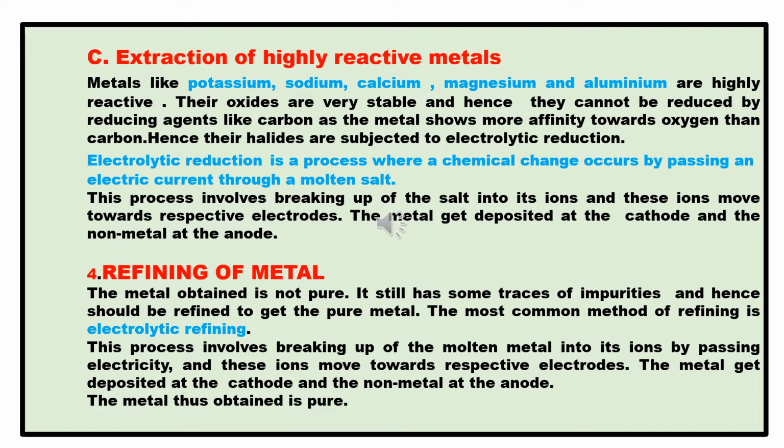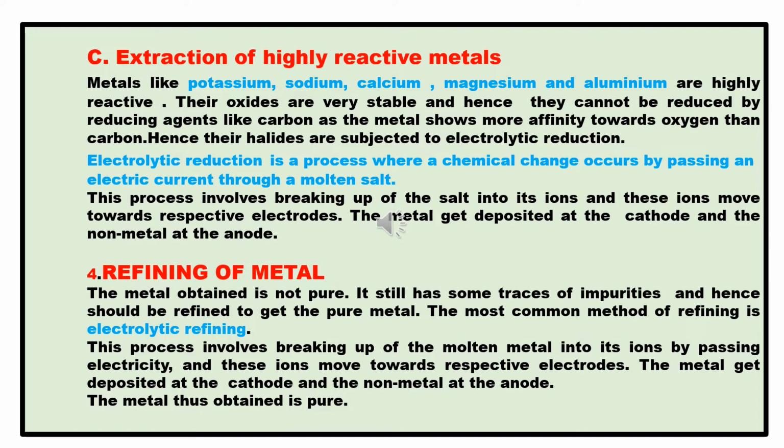That is, first we are making the metal to its molten form and decomposing this molten form into its ions by passing electricity. And these ions move towards the electrodes. And the metal gets deposited at the cathode and the non-metal at the anode. The metal thus obtained is a pure metal. So no more impurities will be there in that metal.